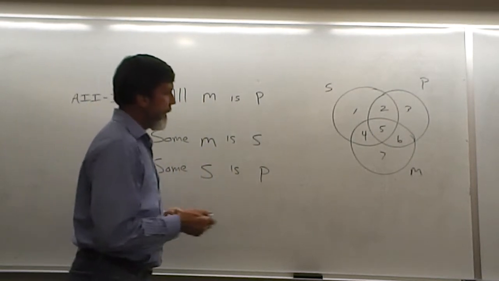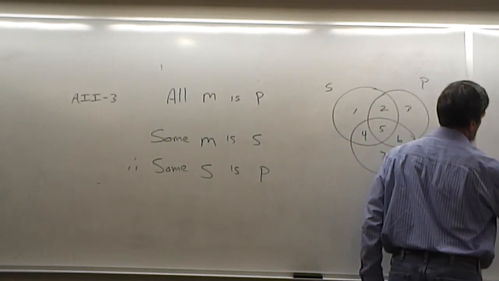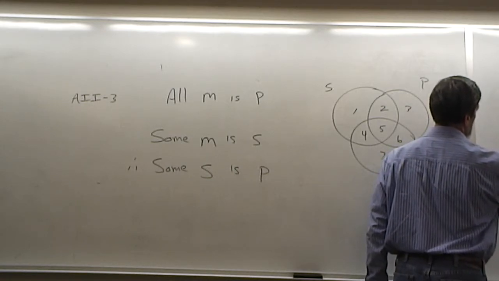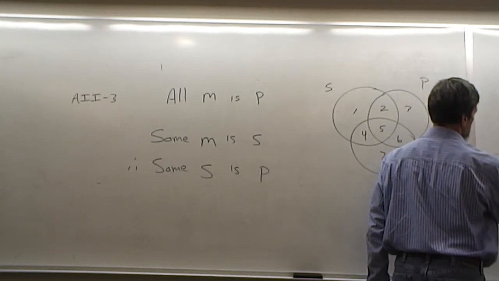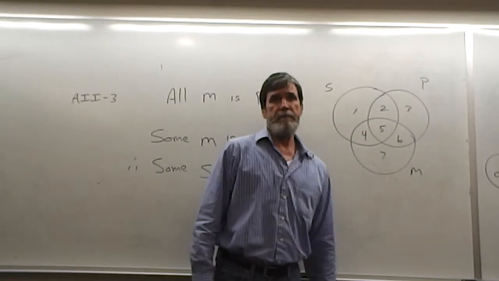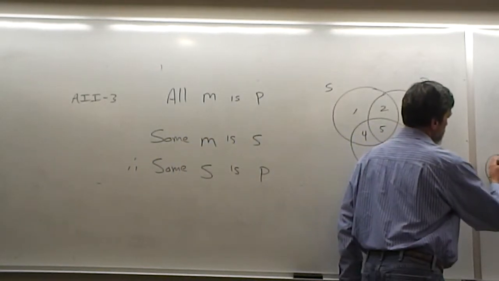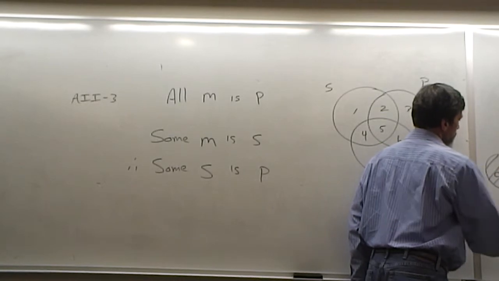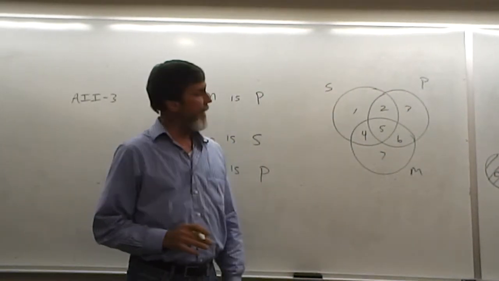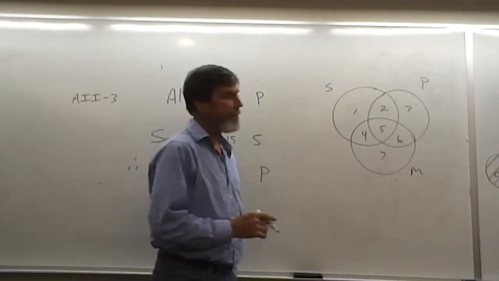So all M is P. What shall we cross-hatch on the two-circle diagram? Segment C. The corresponding part of the three-circle diagram is 4, 7. So that's what gets cross-hatched.